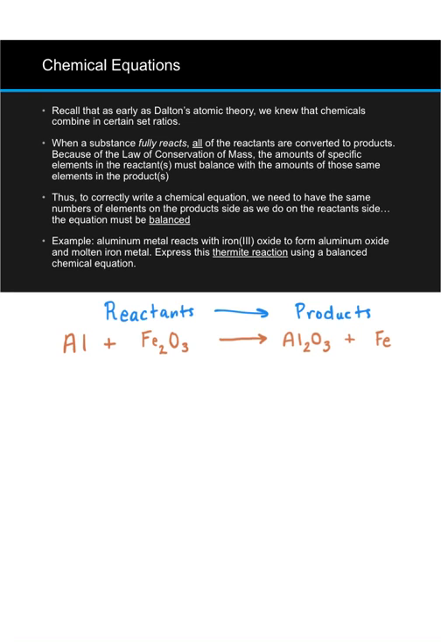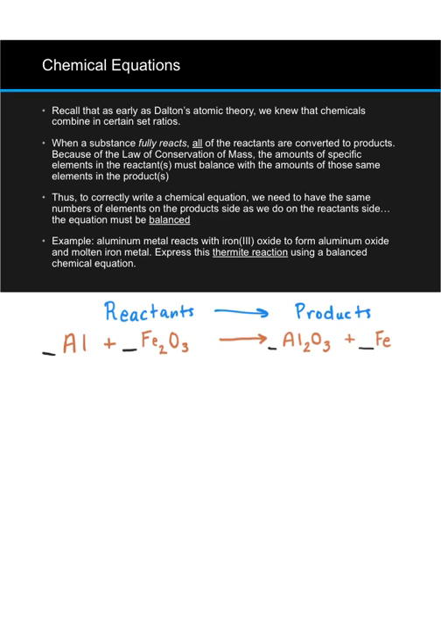This is our chemical reaction. But notice that in this chemical reaction, as it stands right now, there are 2 irons in iron 3 oxide on our reactant side, but there's only 1 iron on our product side at this time. In order to compensate for these differences, we need to also balance chemical reactions.